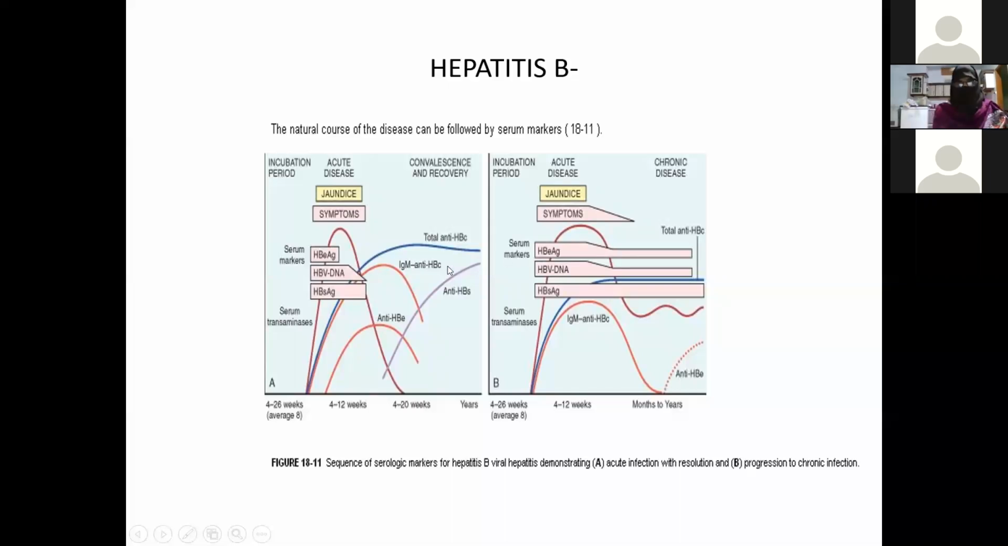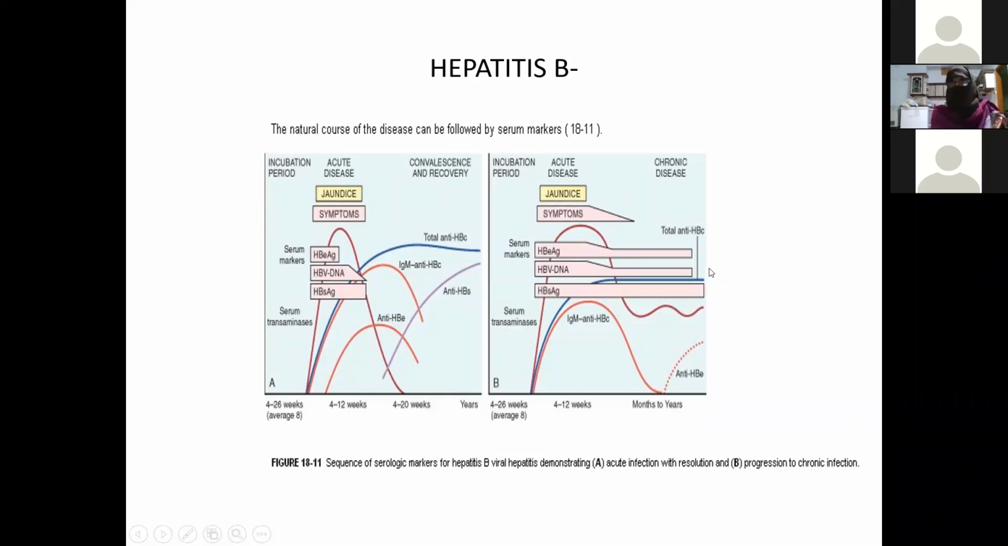Okay, so basically, दोबारा मैं repeat करती हूँ, ये दो ग्राफ क्यों है? There are two graphs, A and B. Graph A is of a patient in whom hepatitis B develops, and he has come out of the infection successfully. Graph B is of a patient who has acquired hepatitis B and then enters the chronic phase.